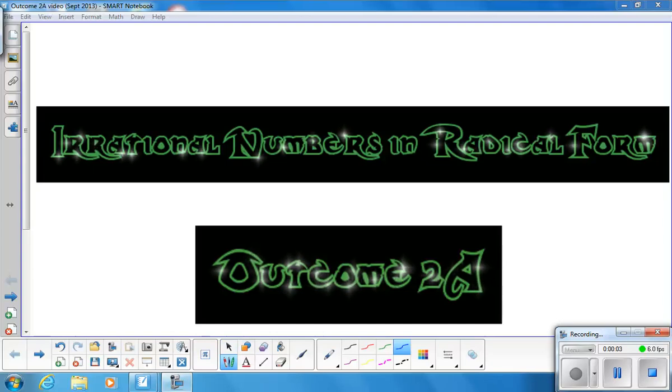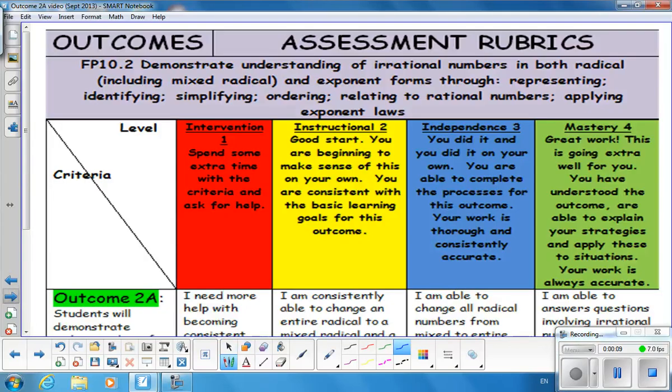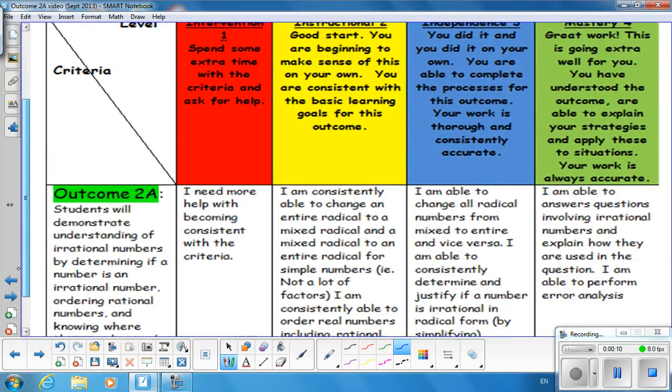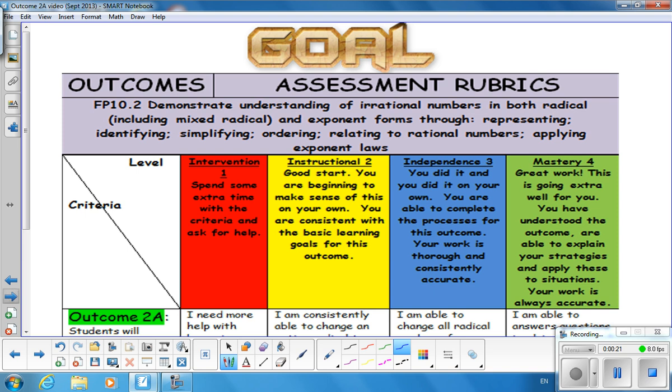Outcome 2A, irrational numbers in radical form. Outcome 2A, students will demonstrate understanding of irrational numbers by determining if a number is an irrational number, ordering rational numbers, and knowing where they may be used.